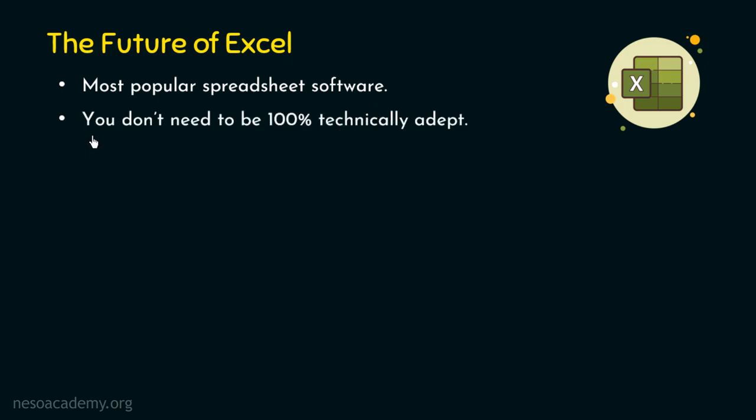Point number 2 says that you don't need to be 100% technically adept. The chances of Excel succeeding in the world of big data are very high in reality, because it is the only application where you don't need to be 100% technically adept, but at the same time, you can feel like you are. So that's all about point number 2. Now let's talk about point number 3.